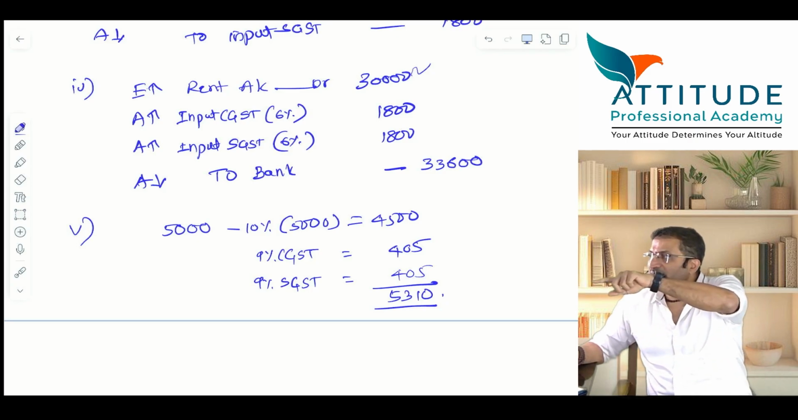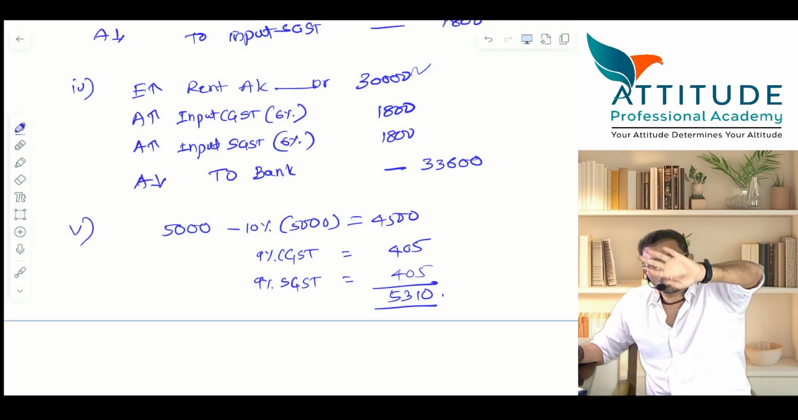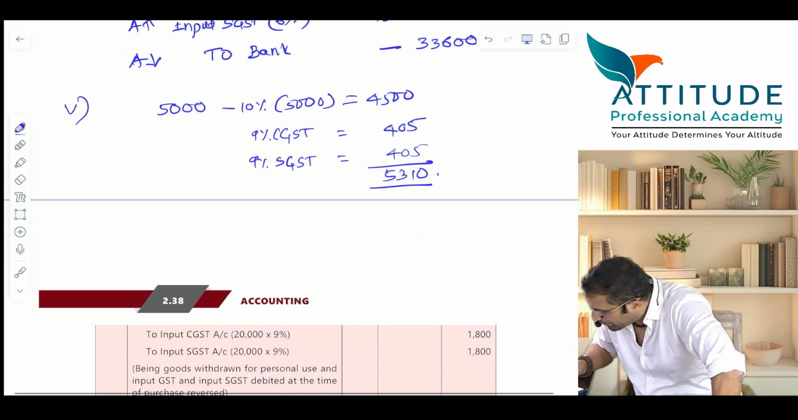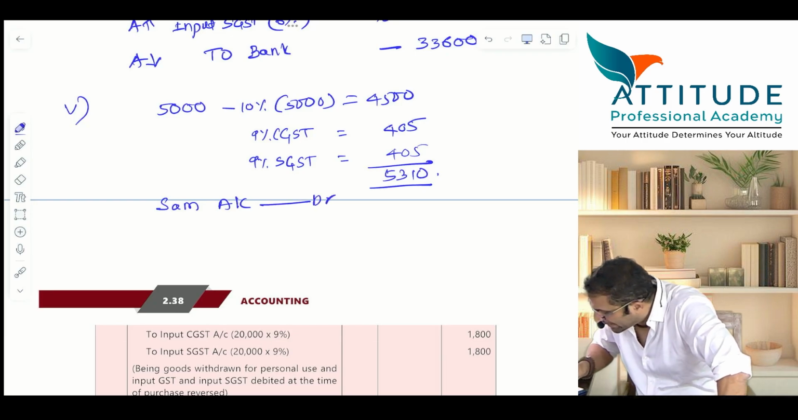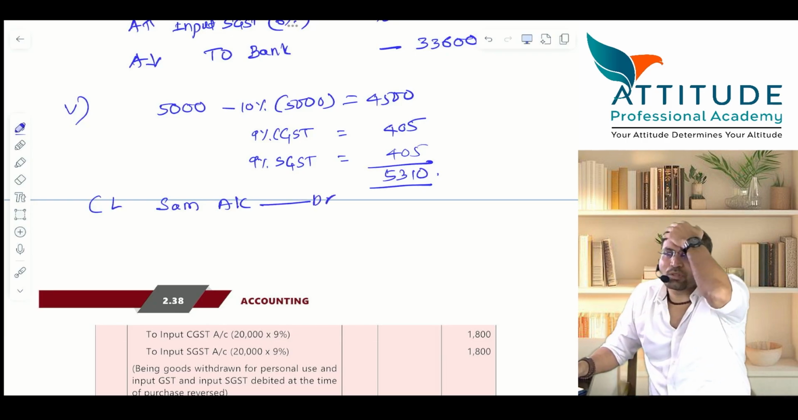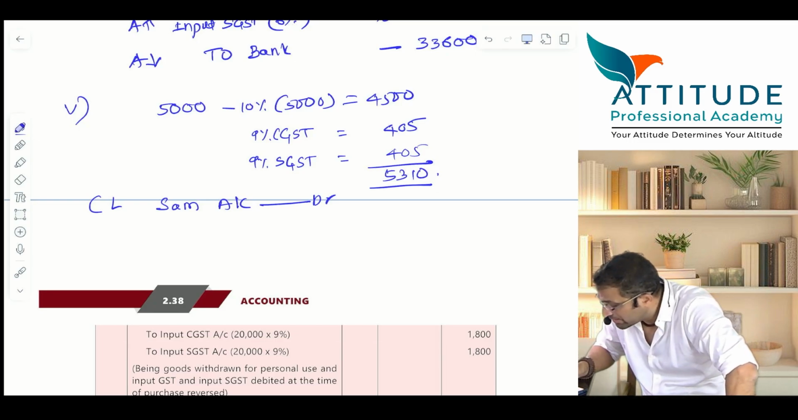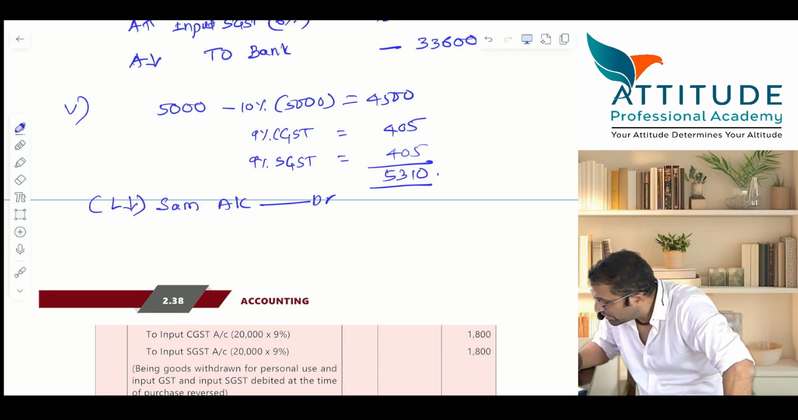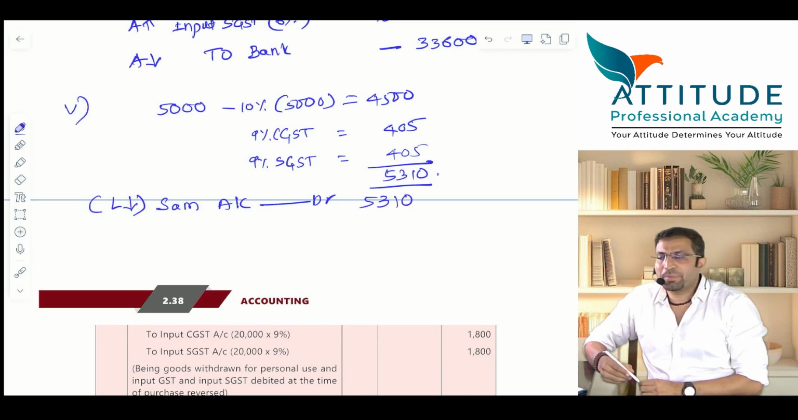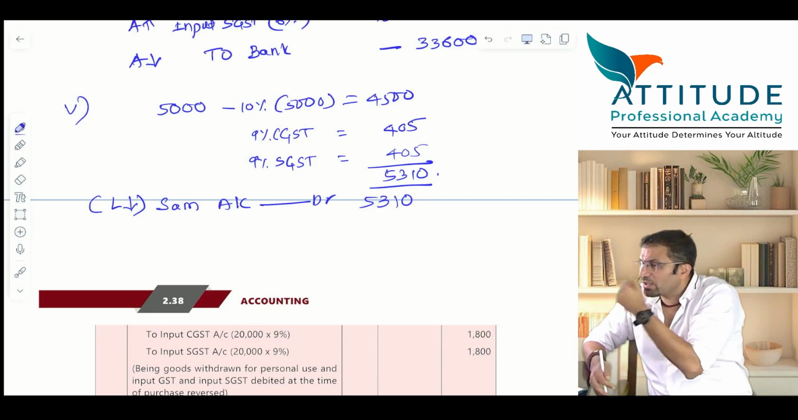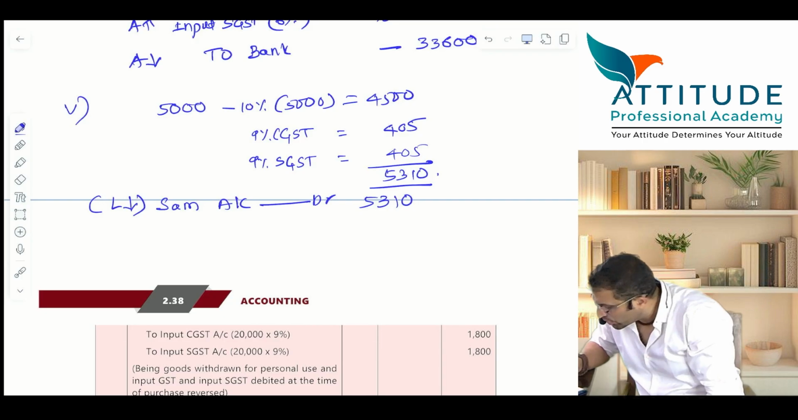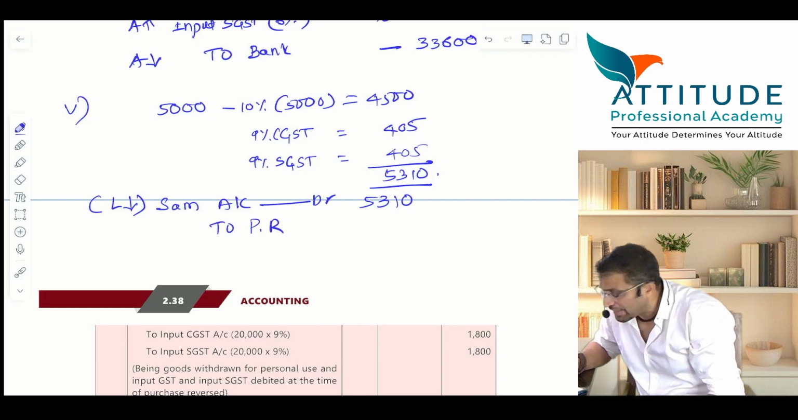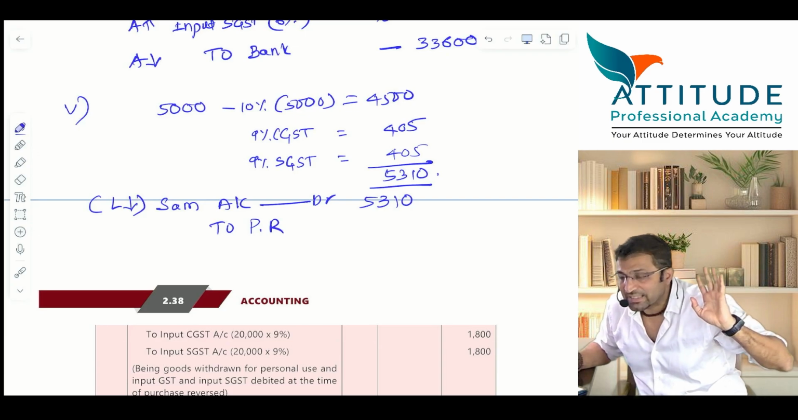Now tell me, payable to Sam was including GST. Now utna reverse hoga. Kya hoga? Because you are doing the purchase return. So tell me the entry. All of you. What should I write in bracket? Liability. How much? 5,310. Payable to him was including GST. Now reverse also including GST. Yes or no? Purchase return. Purchase return and purchase are always excluding GST. Purchase return kitna?